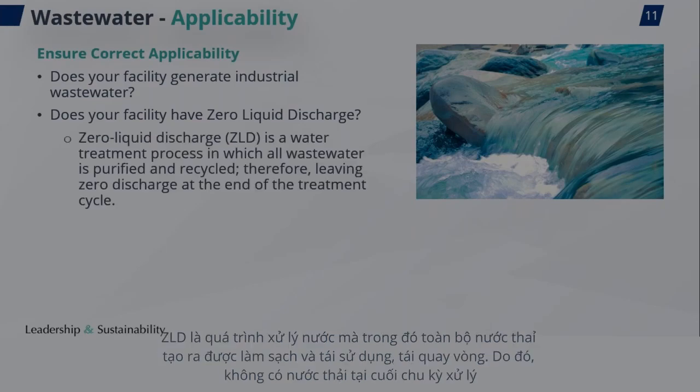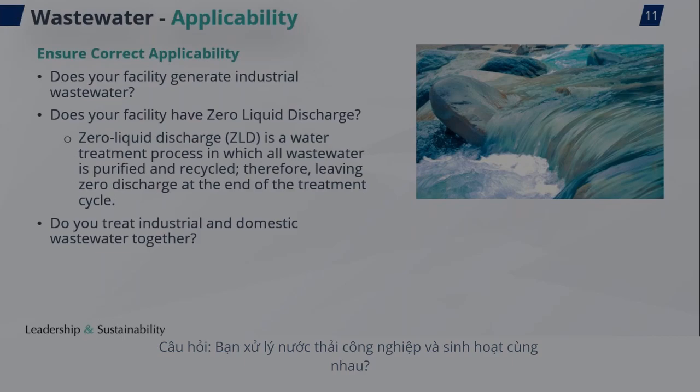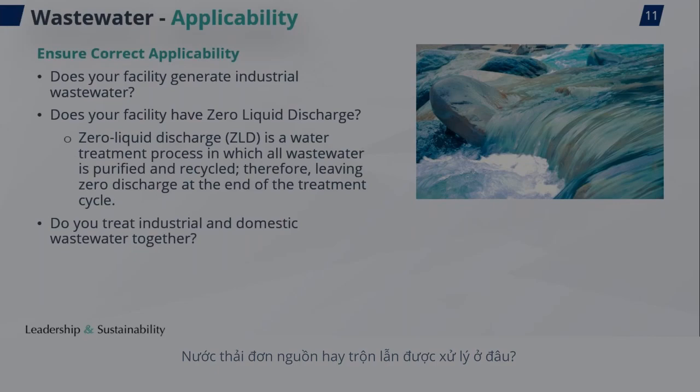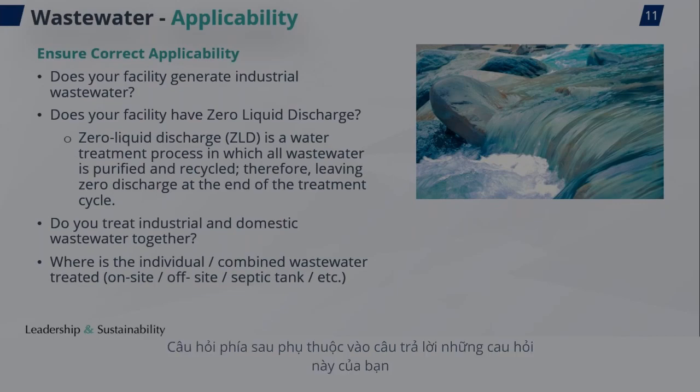So zero liquid discharge is a water treatment process in which the entire stream of the wastewater is purified and actually recycled. So at the end of the process, you have no wastewater leaving the plant. Or you have a very, very concentrated brine. That might be a possibility as well, that you have a very concentrated brine from the recycling process. And then also, do you treat industrial and domestic wastewater together? And where is the individual or combined wastewater treated: on-site, off-site, or with a septic tank? So there are several applicability questions here, and as I said, it's really important to respond to them correctly, because the following questions are lined up according to your responses here.